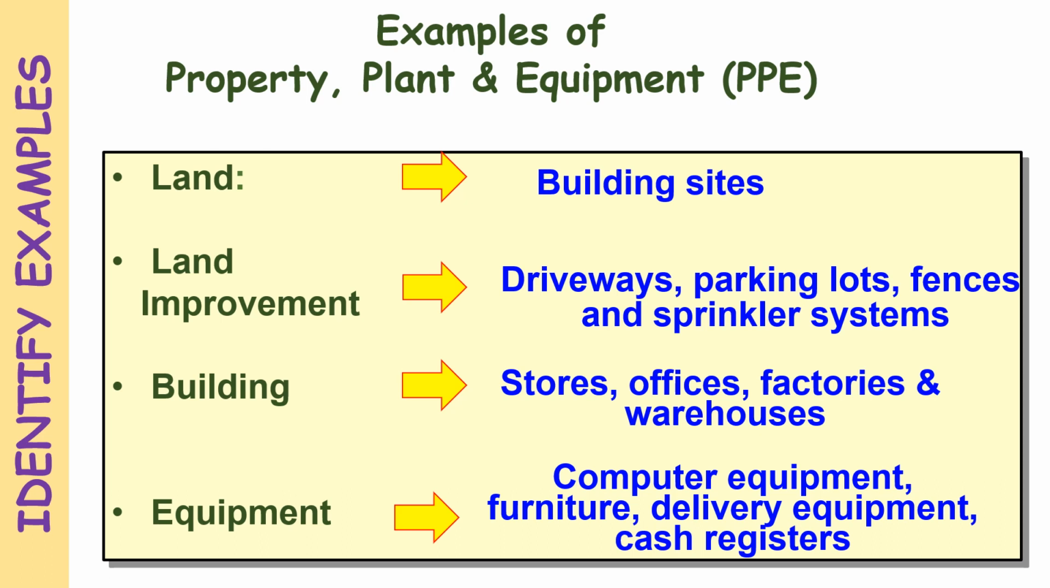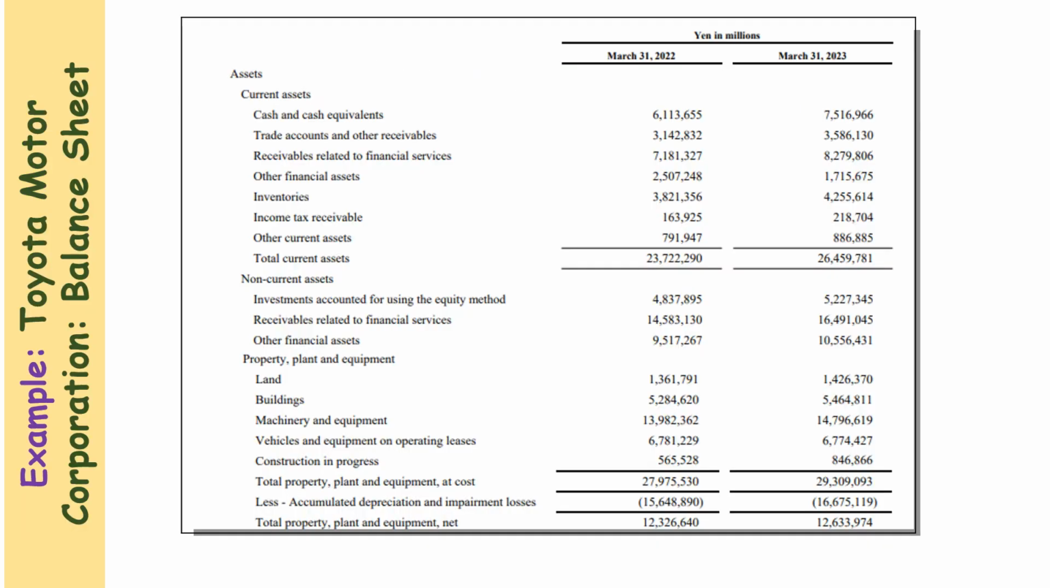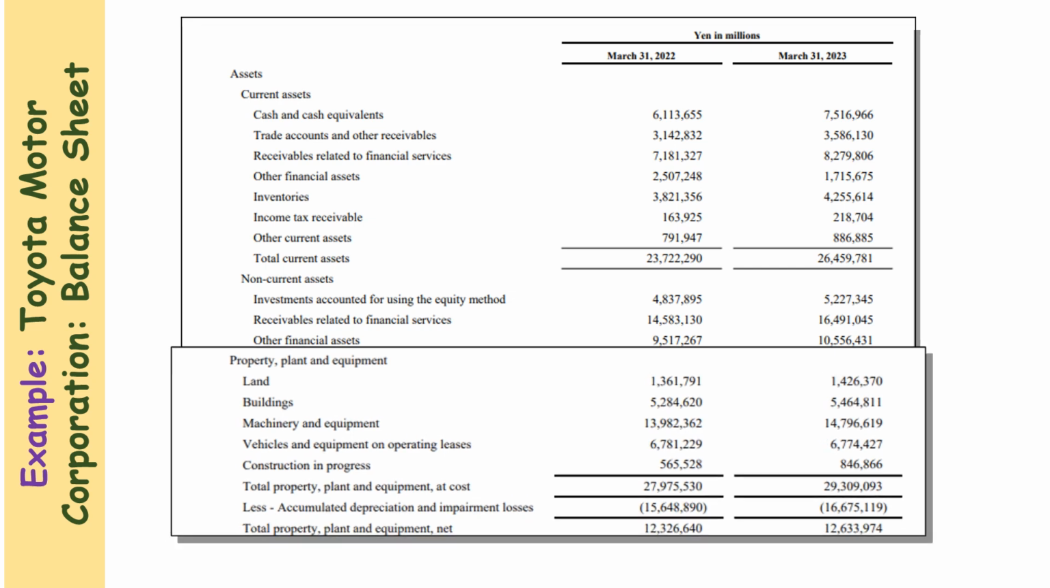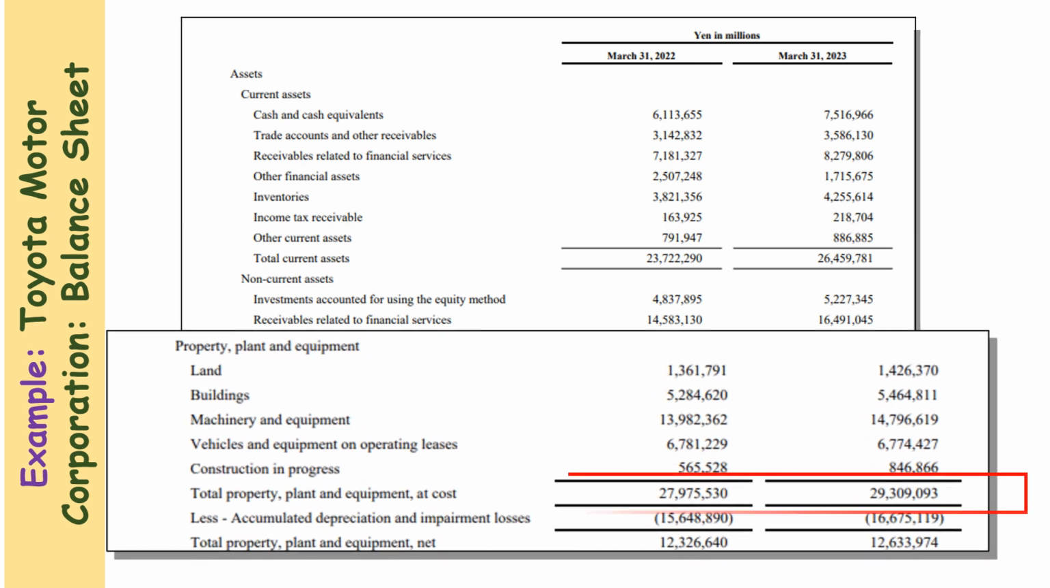Now, let's see how they are shown on the balance sheet. Here's an example of Toyota Motors' balance sheet, the assets section of the balance sheet. So you can see that Toyota Motors lists these assets, their property, plant, and equipment, and includes land, buildings, machinery and equipment, vehicles and equipment, construction in progress. And you can see that they represent a major investment for Toyota Motors. You can also see that Toyota Motors lists the property, plant, and equipment at cost.